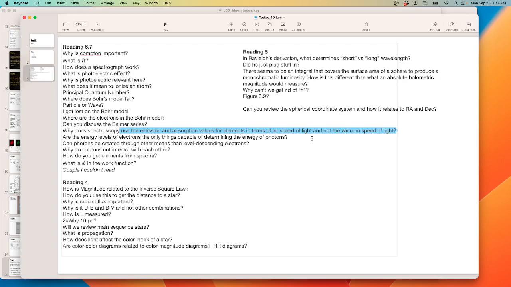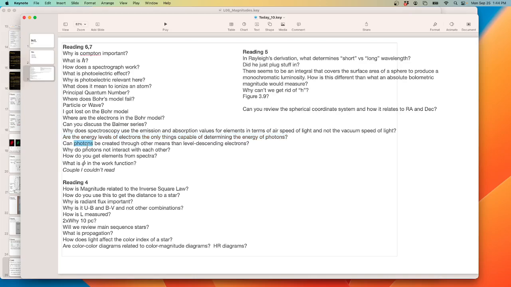Are the energy levels of electrons the only thing capable of determining the energy of photons? No. If I take one electron and I jiggle it, that doesn't have any energy levels. That's just it moving around. That'll radiate photons. Or if I take a proton and I radiate it, so there are lots of ways you can get photons other than quantized chunks.